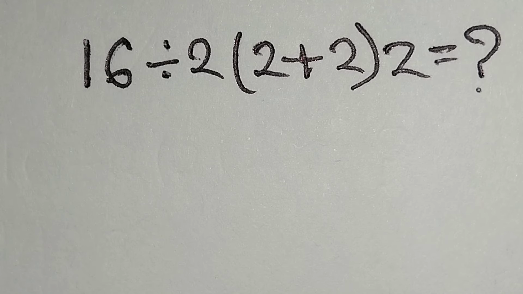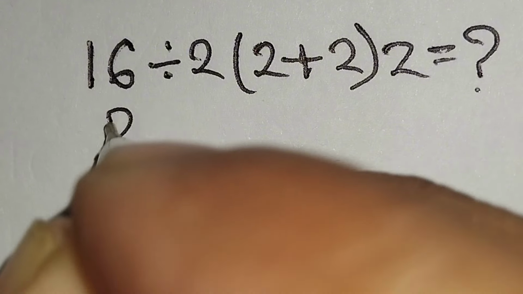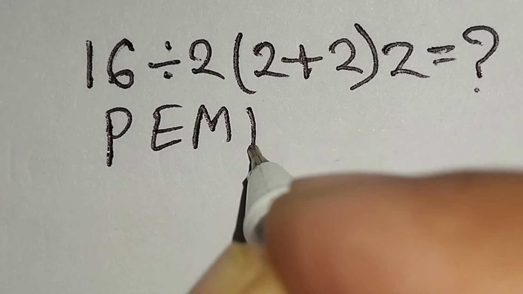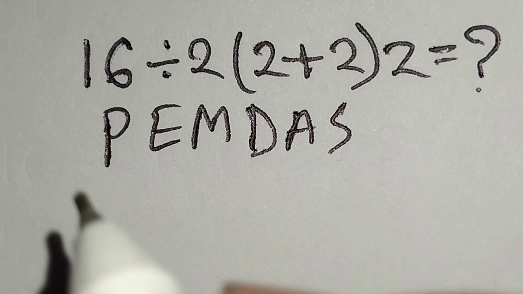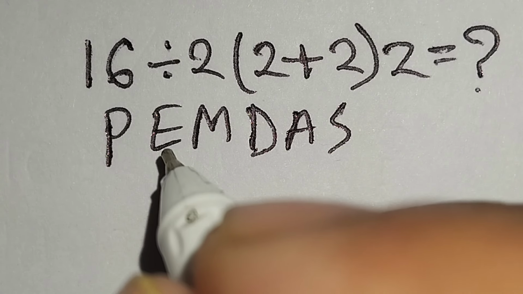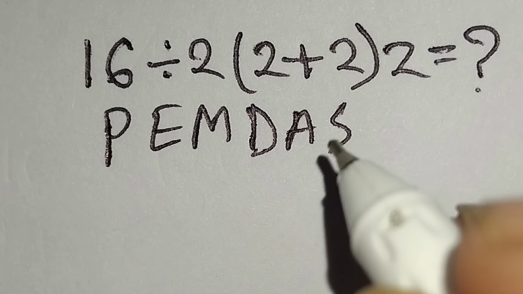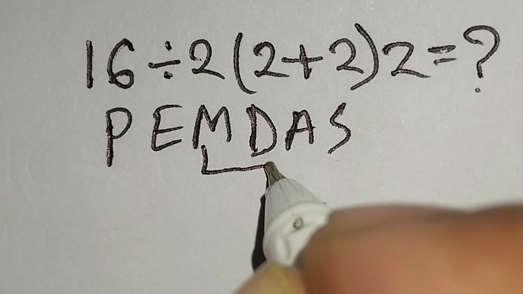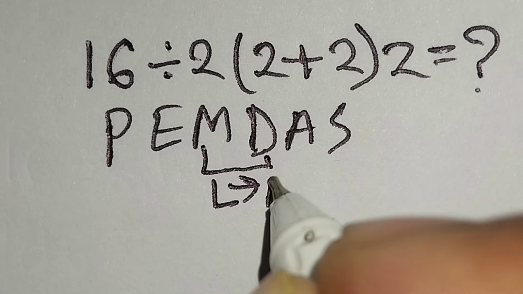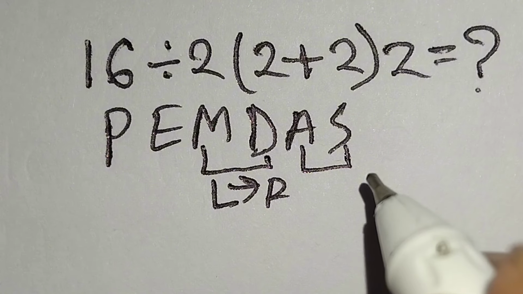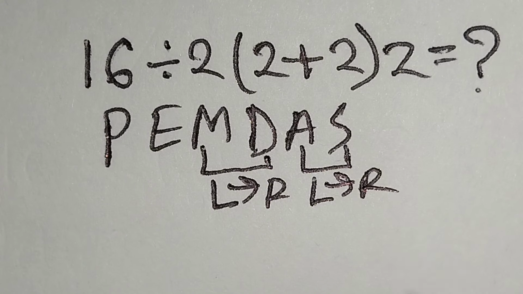Now I will apply the PEMDAS rule to solve this math correctly. According to the PEMDAS rule, at first we have to work with parentheses, then exponent, then multiplication or division, then addition or subtraction. Remember, multiplication and division have the same priority. For this we have to work left to right, and addition and subtraction have the same priority. For this we have to work left to right also.